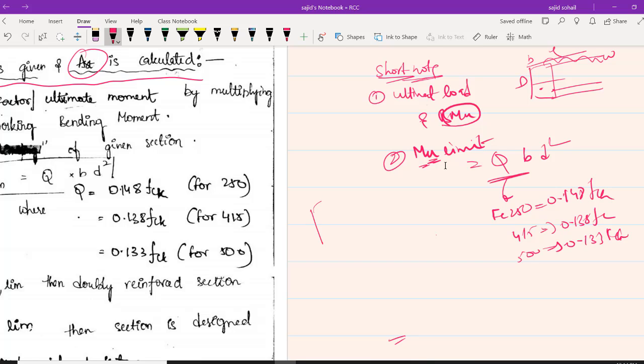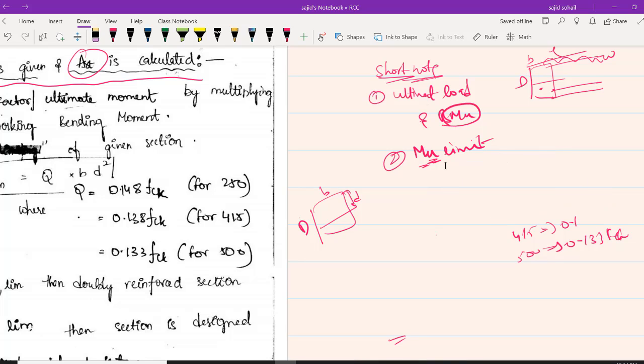So in this condition you know the breadth, you know the depth, you know the capital D, so obviously you will get to know what your small d is also. So now, blindly, you just have to substitute. This 0.148 FCK will be provided to you. What is the grade of concrete which you are using? That FCK, 25 or 30 or whatever it is, will be given to you, into B, the breadth, into D square, the effective depth square. So this is your formula. Just substitute, you will get your MU limit. Okay, so you will get the maximum moment of resistance.